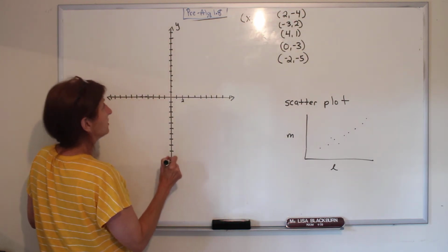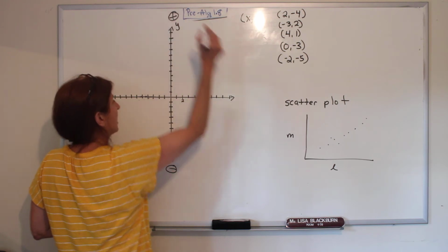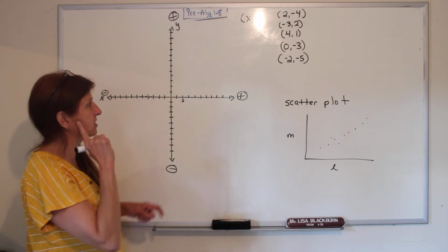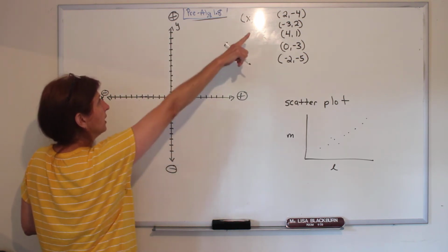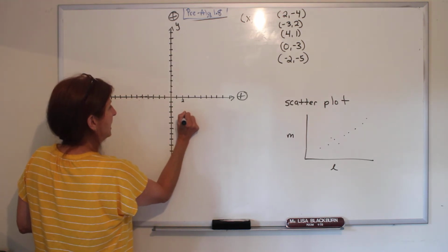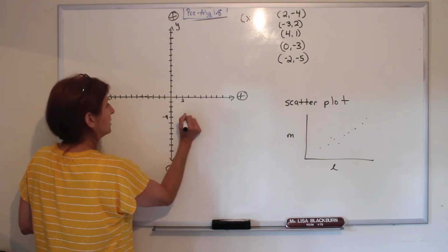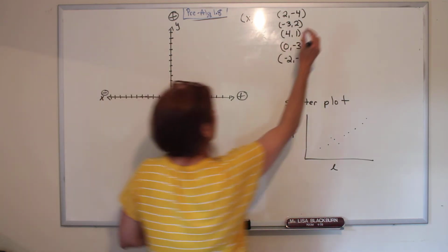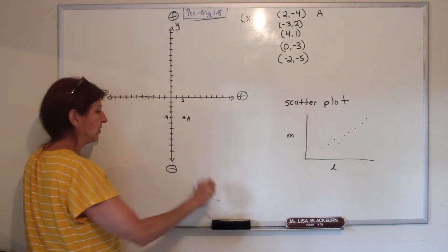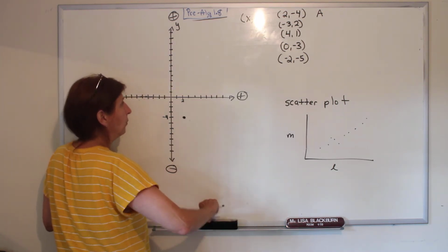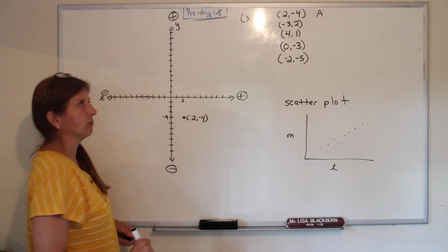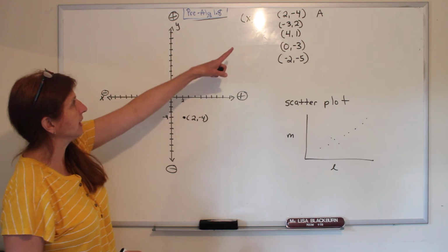This is the negative side of y. This is the positive side of y. This is the positive side of x. That's the negative side of x. So from 2, we're going to go down 4. 1, 2, 3, 4. And where they meet, that's -4, is that point right there. We'll call that point A. Sometimes you label them like that. Sometimes you label them with the ordered pair. You write (2, -4). I sort of like that better. So let's do that.